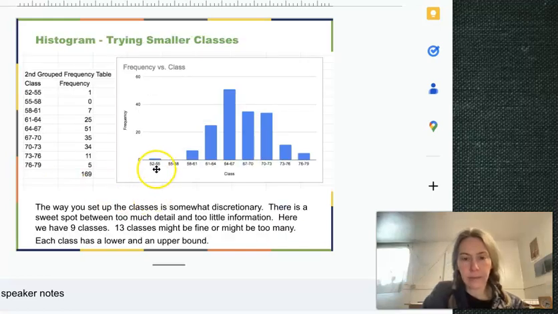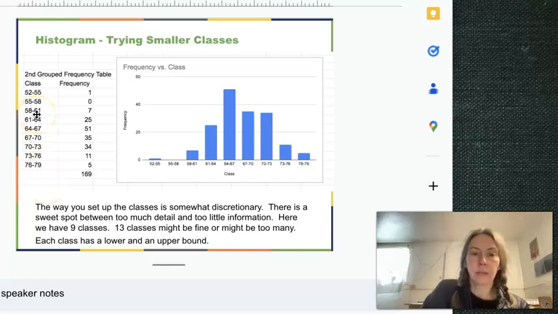If we try smaller classes, so this is 3-year increments instead of 5-year increments, then we're going to have more classes. And notice that rule that we talked about before, a 58-year-old is going to be counted in this category, not this category. 13 classes might be fine, or it might be too many. So I think this is a reasonably detailed graph. And again, I said histogram, and there's gaps between the bars. That's not actually the way it's supposed to be.